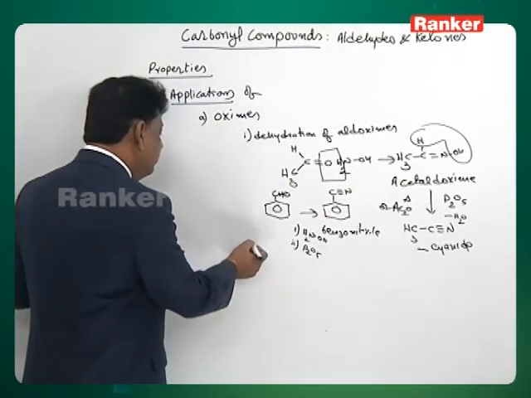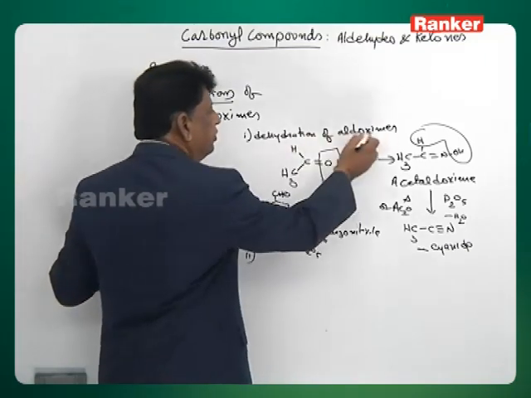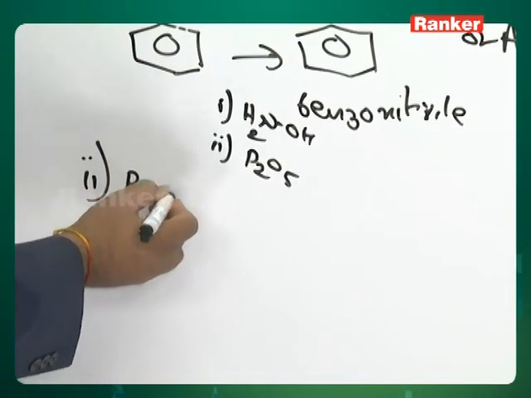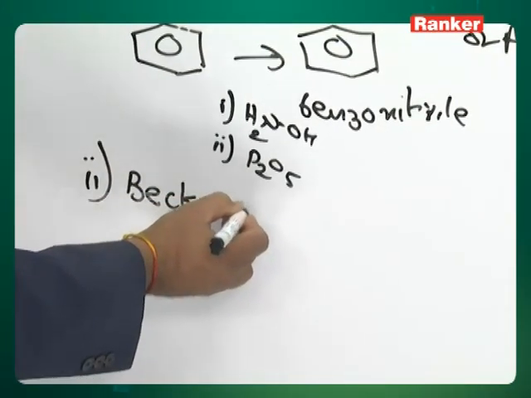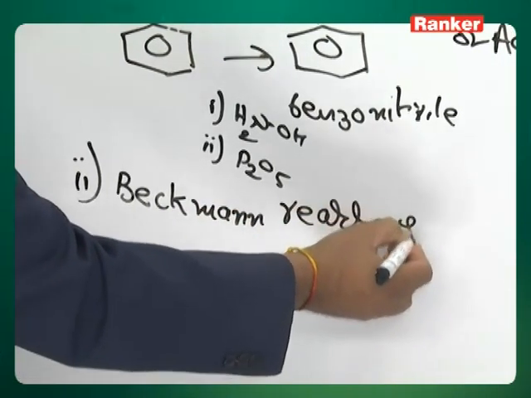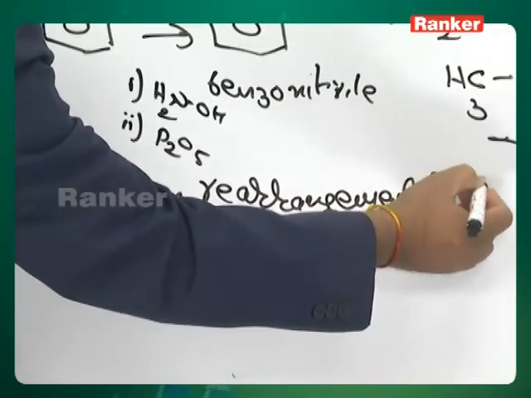Similarly, oximes have one more application, especially the ketoximes, besides dehydration of aldoximes. There is a name reaction called Beckmann rearrangement, the Beckmann rearrangement of ketoximes.